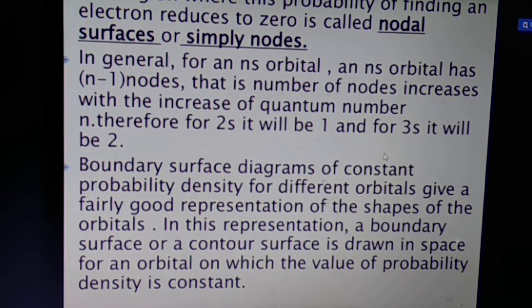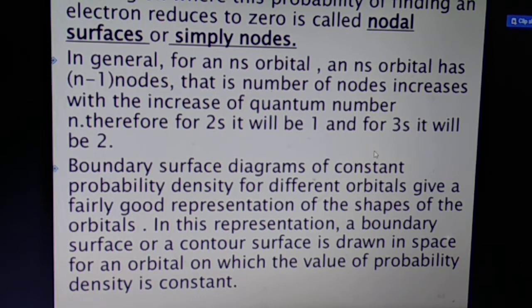Next, in general, an ns orbital has n minus 1 nodes. That is, the number of nodes increases with the increase of quantum number n. Therefore, for 2s, it will be 2 minus 1, that is 1. For 3s, it will be 2.